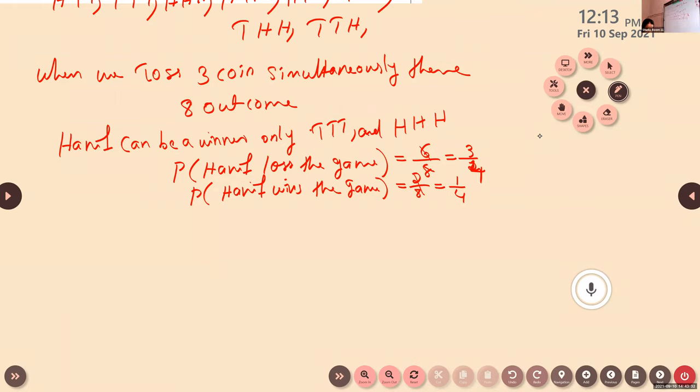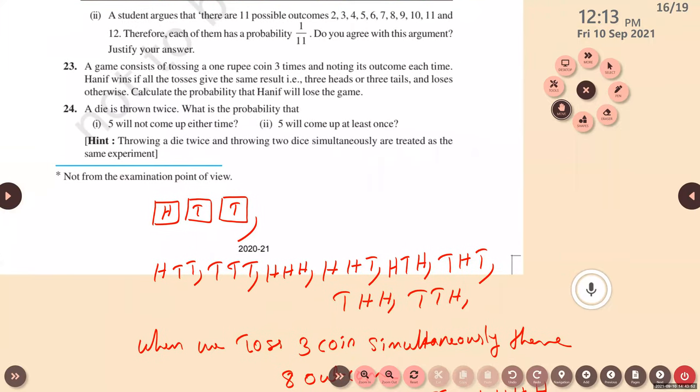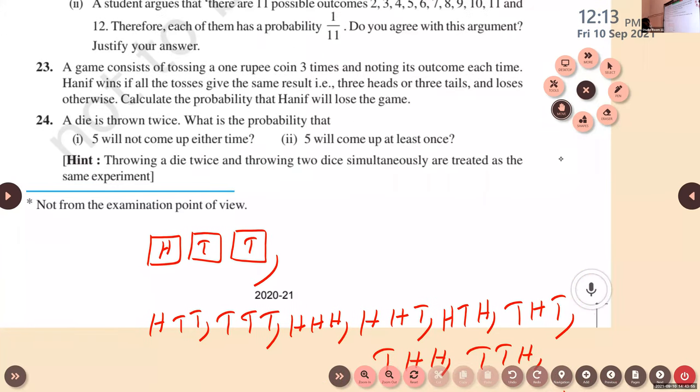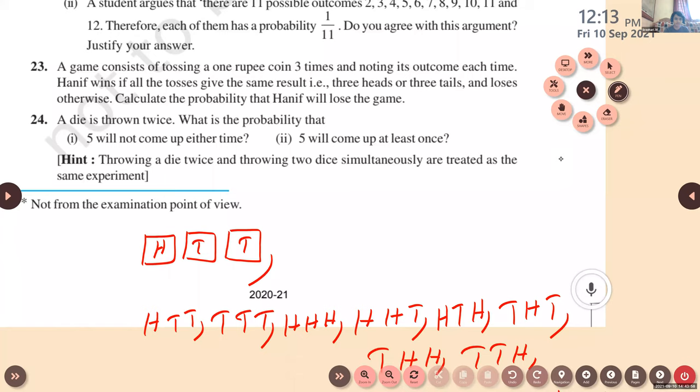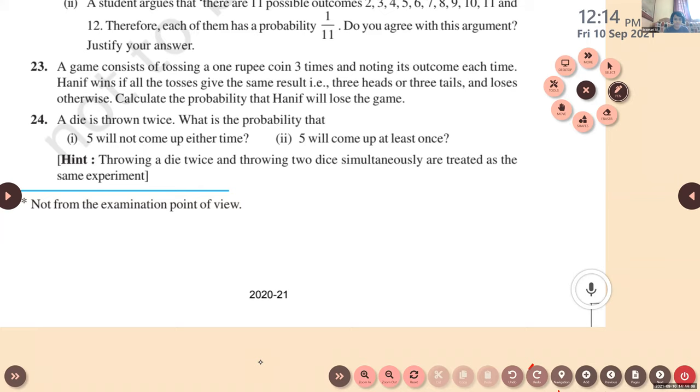Now, question number 24 we can do now because it is based on our dice. Srihari, I will show that. Srihari, read question number 24. Probability that five will not come up either time. Five will come up at least once. Now read the hint. Throwing a dice twice and throwing two dice simultaneously are treated as the same. Okay, clear? Yes, ma'am. Now try to solve the question.